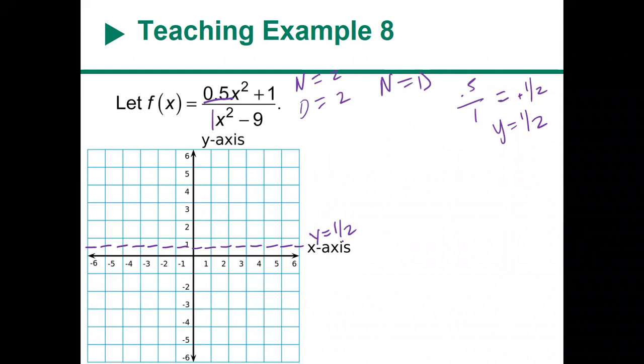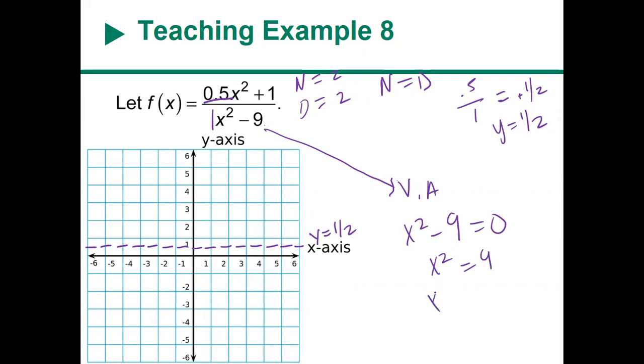After we find our horizontal asymptote, what do we find next? The vertical, and the vertical is based off of your what? Your denominator. So we have x squared minus 9 equals 0. So that gives us x squared equals 9. So x equals +3 and x equals -3. So I have 2 vertical asymptotes. One at +3 and one at -3. And then we have +3.